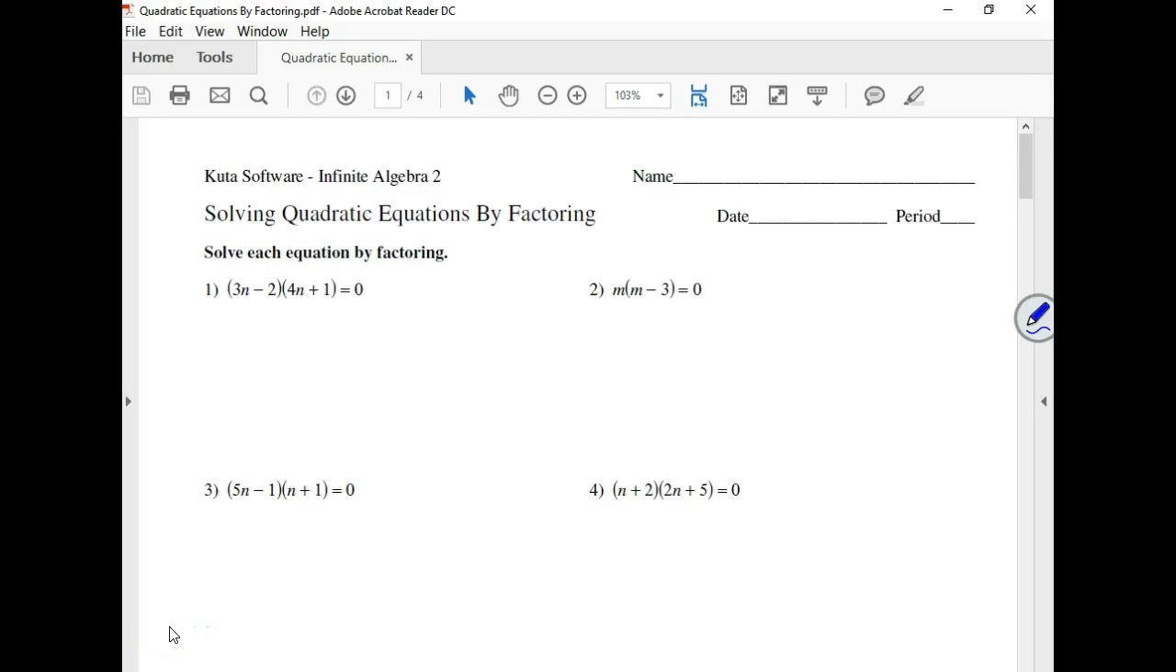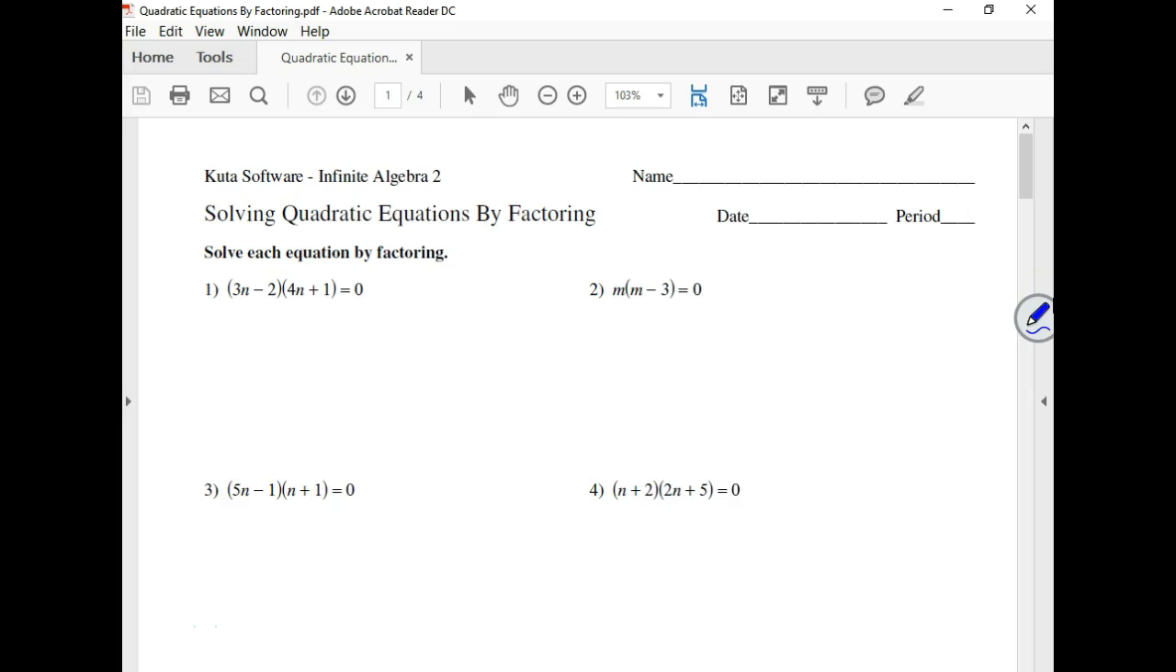This video is a quick refresher on how to factor quadratics, or to solve quadratic equations by factoring, I should say. So the first 4 questions that you'll see on your worksheet are already factored for you. They're factored into binomials. You see them in parentheses here.